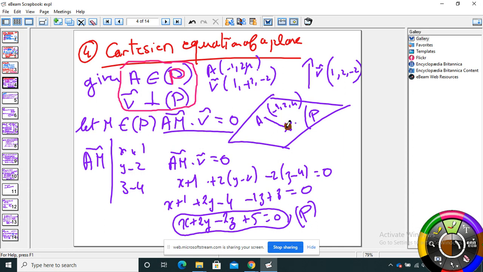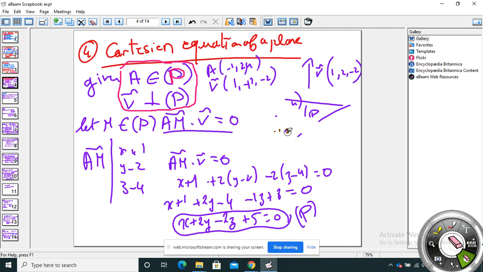So we say let M be a point on the plane, with coordinates X, Y, and Z. If V is perpendicular to all the lines in this plane, then V and AM are perpendicular. It means V dot AM is equal to 0. So I will repeat again. I need to find the equation of this plane.